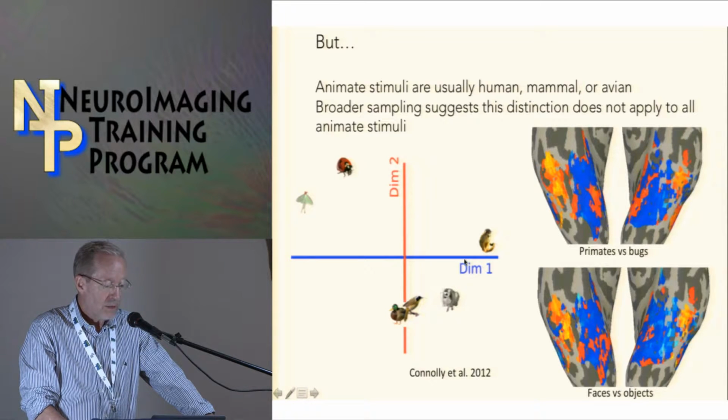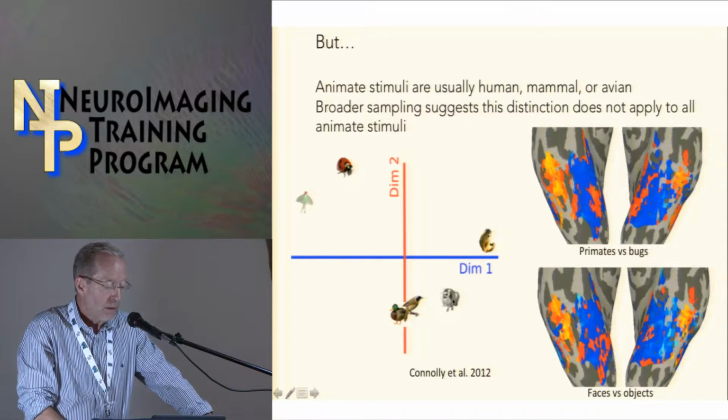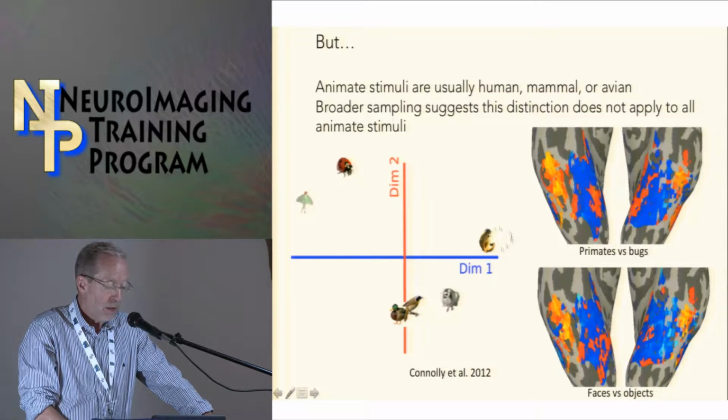Andy Connolly ran a study in our lab where he looked at the representation of these 6 species of animal, 2 species of insect, 2 species of bird, 2 species of primate. And he found the dominant dimension in the representational geometry had primates on one end and bugs on the other and birds in the middle. He called this the animacy continuum because the bugs were on one end.